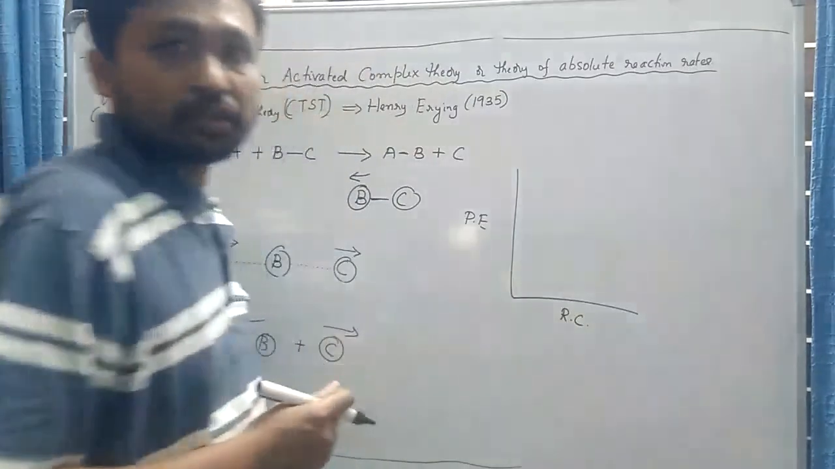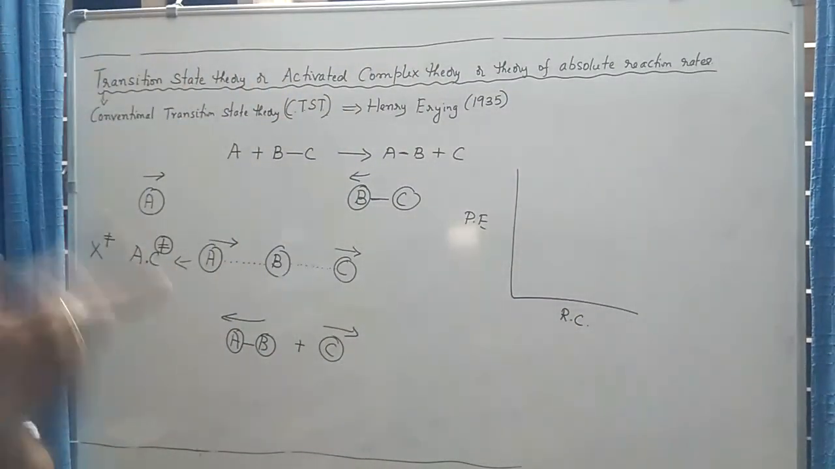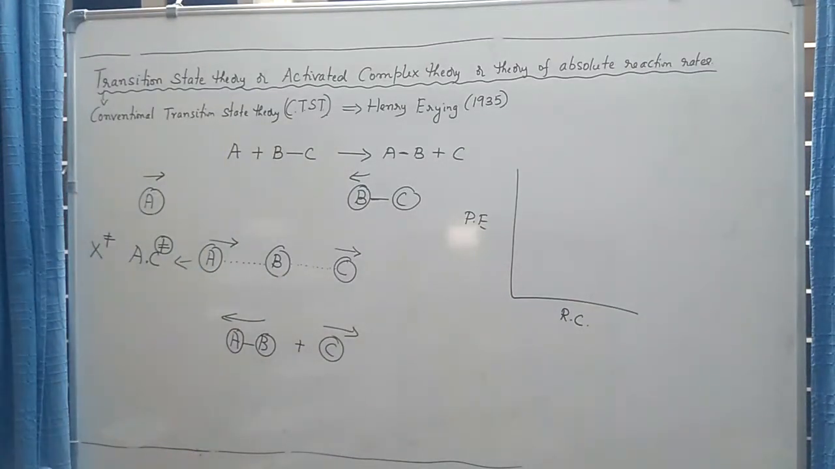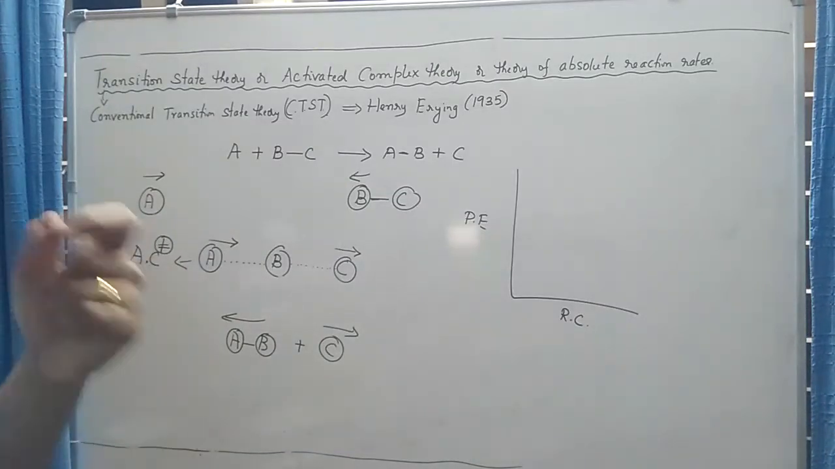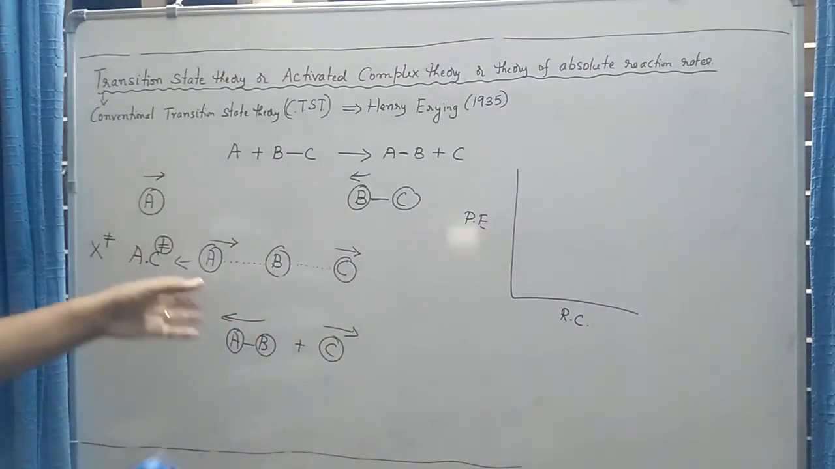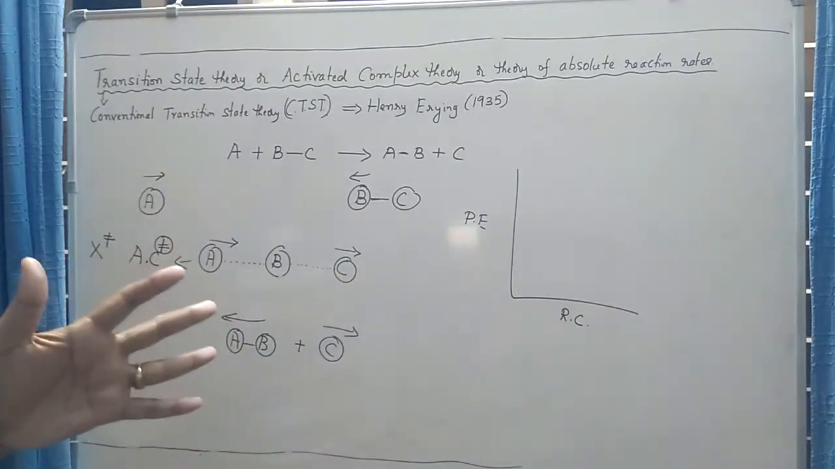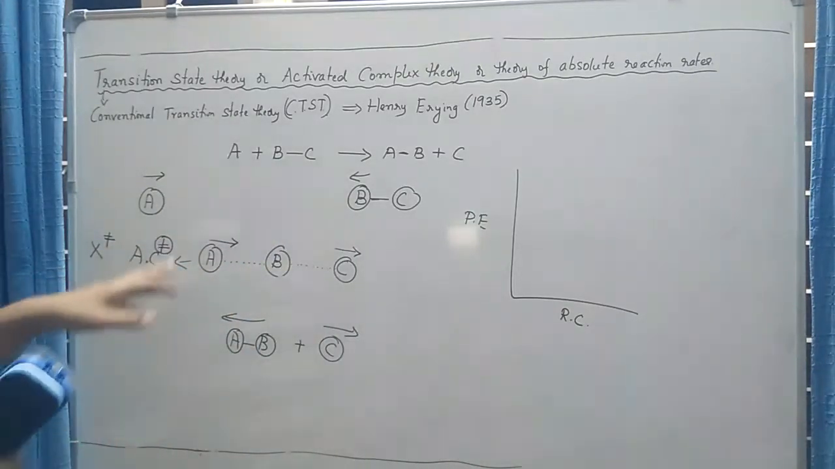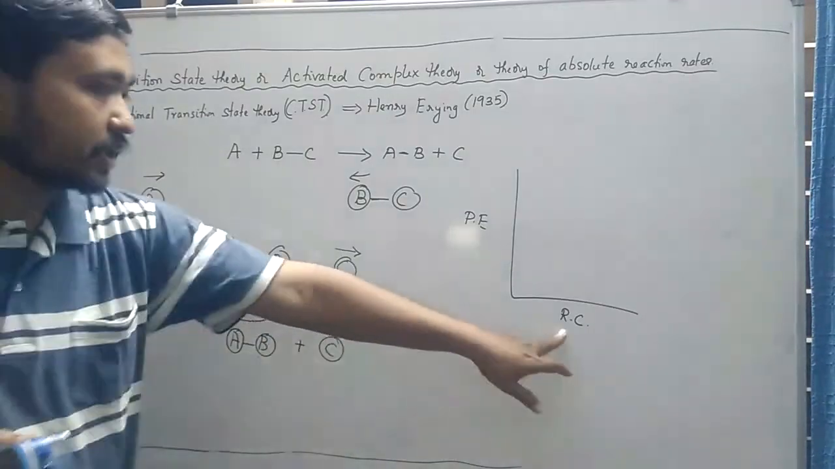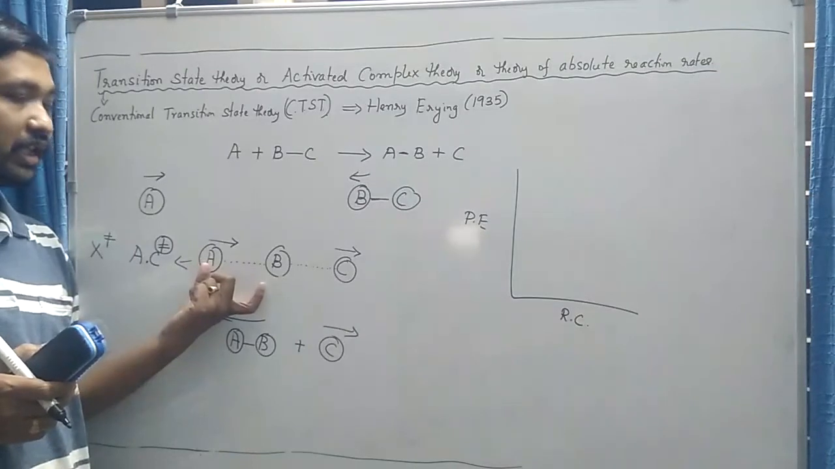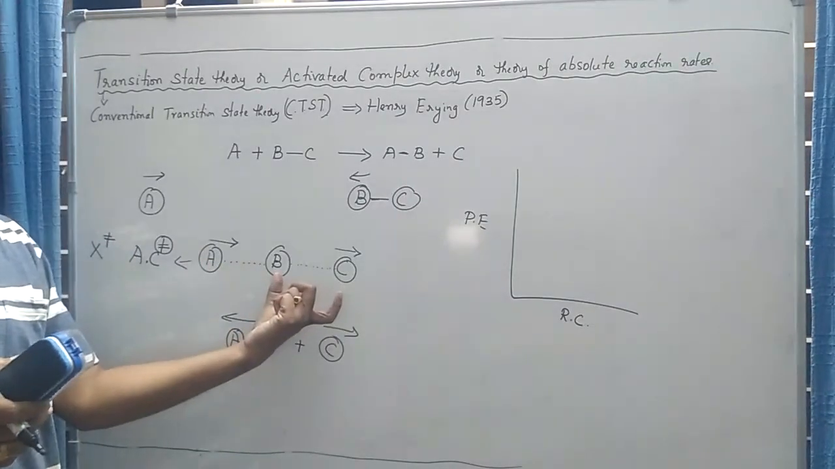What do you mean by reaction coordinate? Reaction coordinate is a parameter that can be used to measure to what extent the reaction has taken place. It can be one of the bond lengths, or one of the bond angles, or any geometrical parameter associated with one of the molecules, which varies as the reaction proceeds. For example, here I can take the reaction coordinate as the bond length, the distance between atoms A and B, or the distance between atoms B and C.